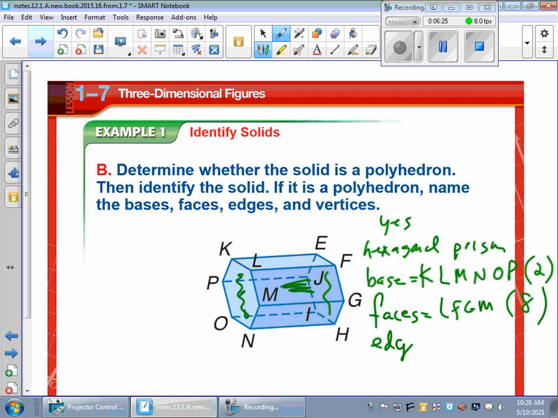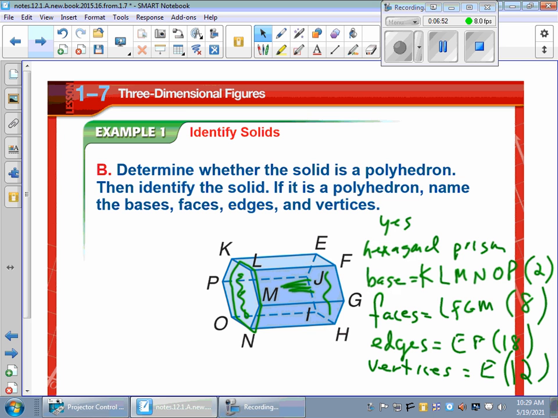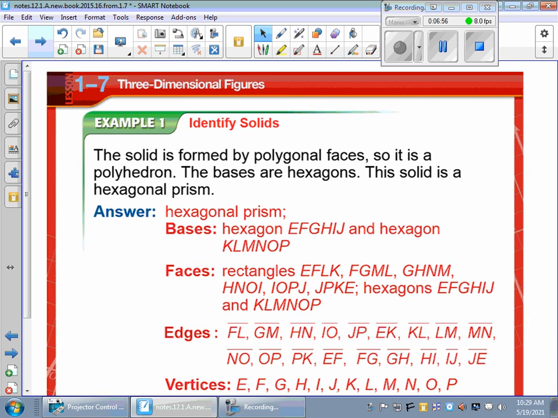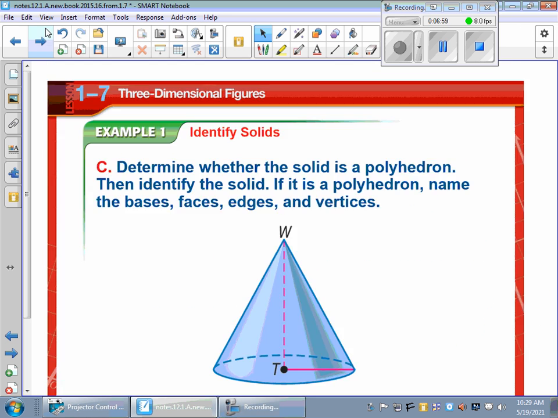Then we have edges. So again, count your lines. 1, 2, 3, 4, 5, 6. 6 on this side, 6 on the other side, and then 6 down the middle. So we could name one of these EF, and there's a total of 18. Now you count all your points. So you could say E, and there are a total of 12. So again, you can just read through those, get all those answers, take a look at them, get that concept.